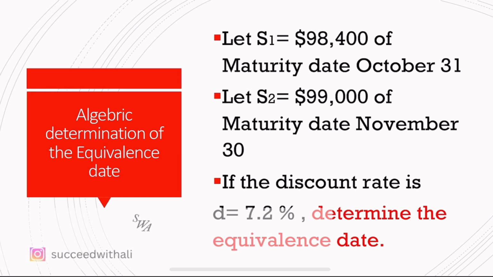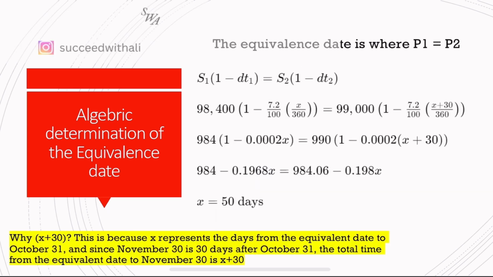Let S1 equal 98,400 with maturity date October 31st. Let S2 equal 99,000 with maturity date November 30. If the discount rate is d equal 7.2%, determine the equivalence date. Alright, so the equivalence date is where P1 is equal to P2, and since we have both given, we're going to calculate them.